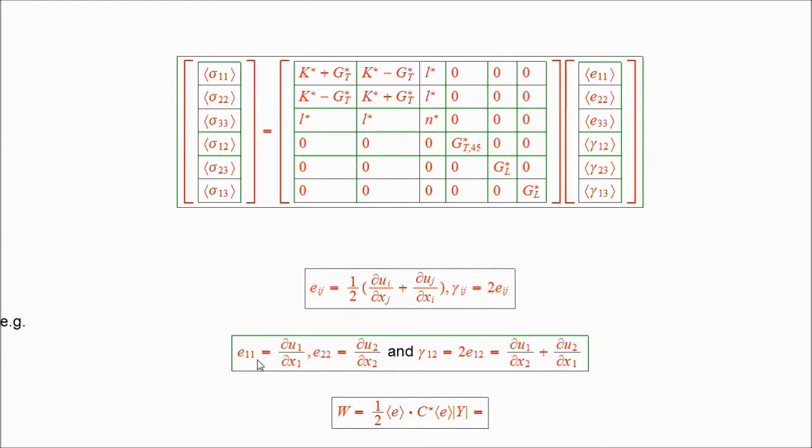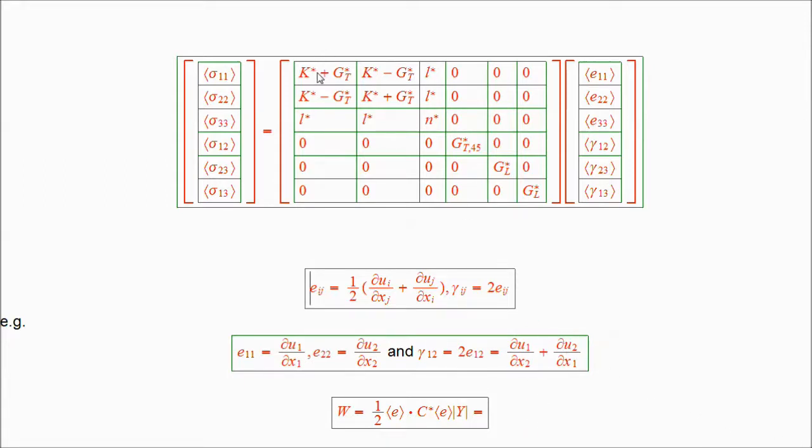Just if you are not used to calculate these strains, just recall that E11, the normal strain in the x direction, is given by this expression, and the normal strain in the y direction, E22, is given by this expression. And gamma 12, which is also an interesting number, is given by this expression.